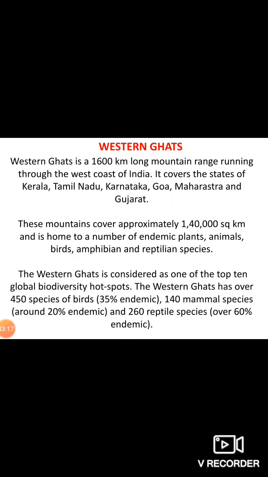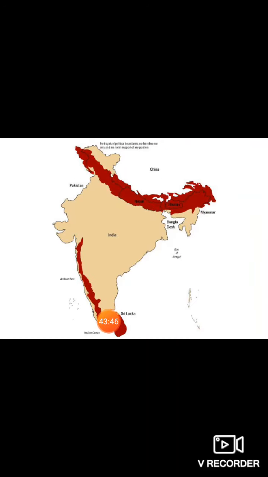So a little bit about the Western Ghats. The Western Ghats cover our states, right? The Western Ghat is a 1,600 kilometers long mountain range running through the west coast of India, covering the states of Kerala, Tamil Nadu, Karnataka, Goa, Maharashtra, and Gujarat. These are the states on the border, right? Kerala, Tamil Nadu, Karnataka, Goa. You can see this border. And this size has increased, of course. It has almost spread into Andhra now.